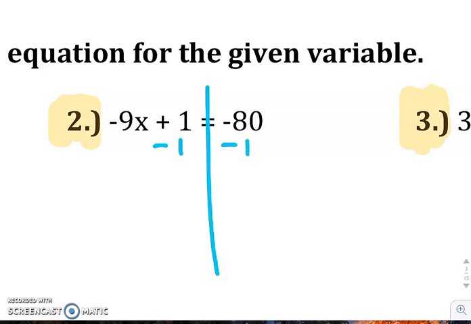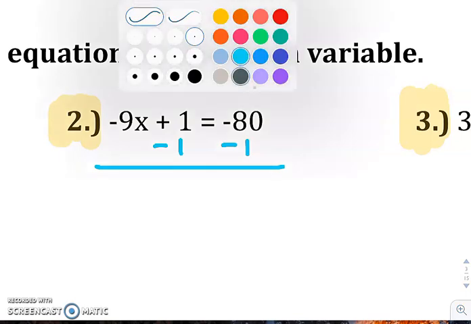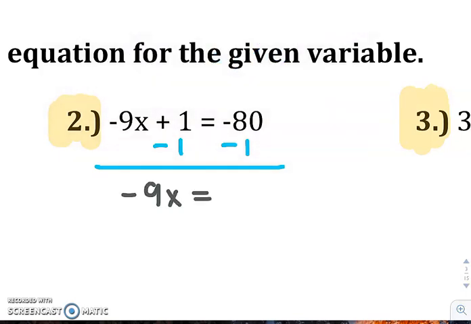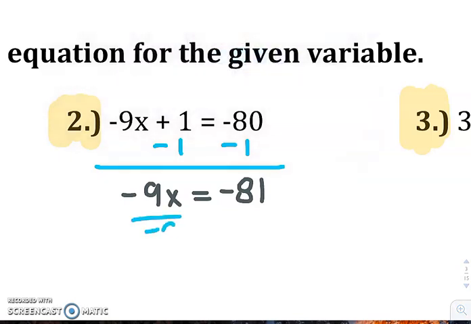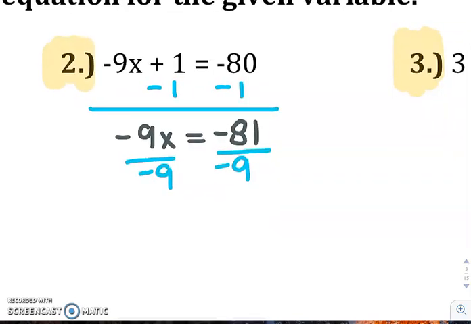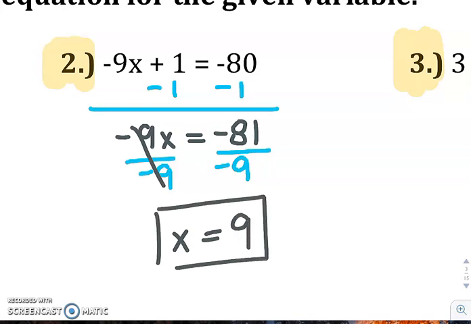And if it helps, you guys can draw that line down the middle to sort of differentiate the two sides. But subtract the 1. And then you're going to be left with negative 9x equals negative 80 minus 1, which is negative 81. And then you guys will divide both sides by negative 9, because it's negative 9 times x. So to undo the multiplication, you want to divide. So then that cancels out and leaves you with just the x term. Negative 81 divided by negative 9 is a positive 9.